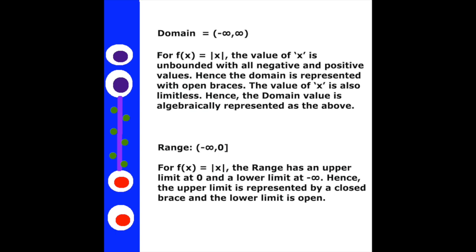For f of x equals absolute value of x, the range has an upper limit at 0 and a lower limit at negative infinity. Hence, the upper limit is represented by a closed brace and the lower limit is open.